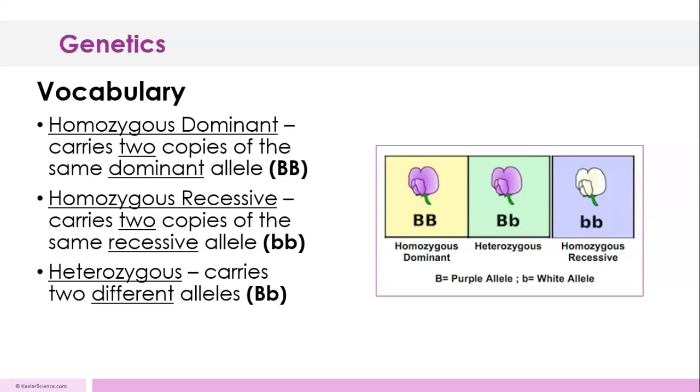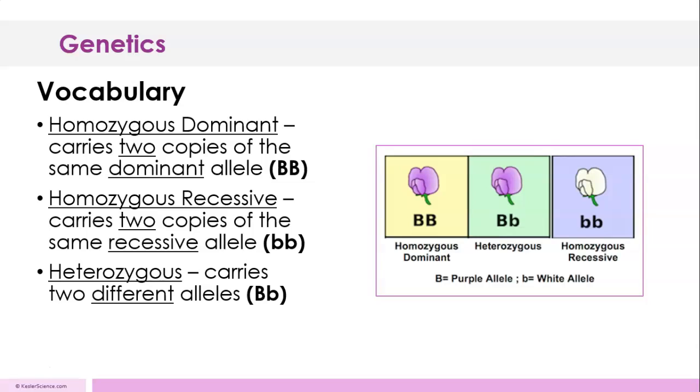And then heterozygous, or sometimes we call it heterozygous dominant. That is when an organism carries 2 different alleles. So in this case, it would be a capital B and a lowercase b. Again, sometimes we say heterozygous dominant because we want to make sure that we remember that when you have a heterozygous situation, you have 2 different letters, because again, hetero means different.